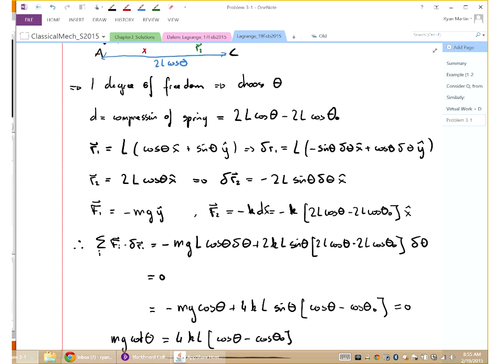All right, so I encourage you to go back in the notes. There are at least 3 or 4 examples on applying the principle of virtual work with the procedure, and then I'll give you maybe 10 minutes to have a crack at problem 3.2.